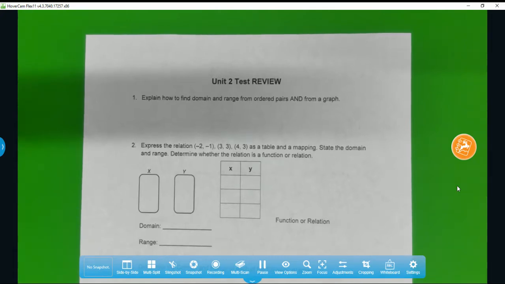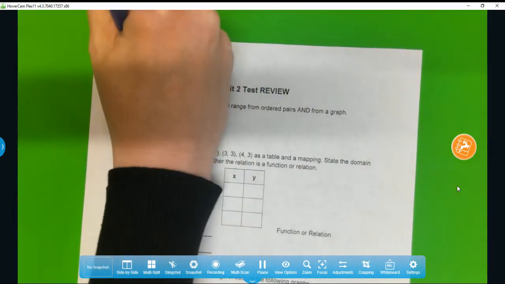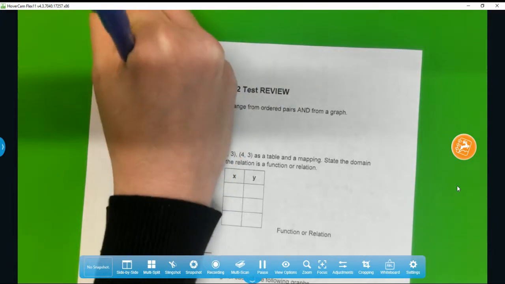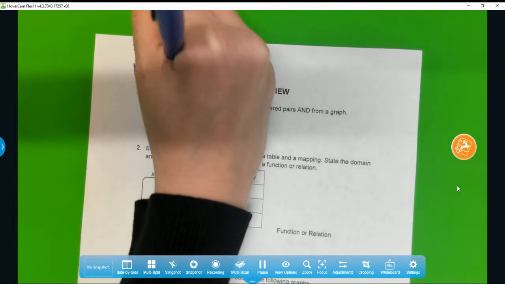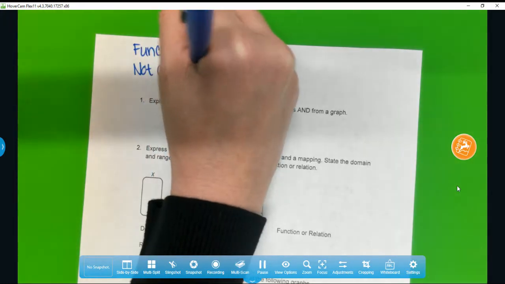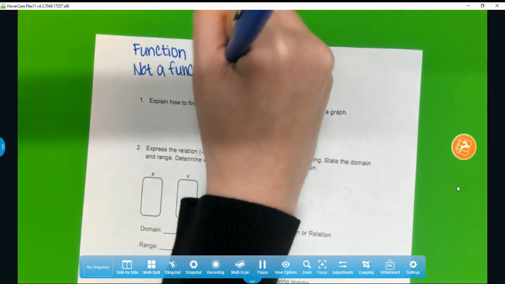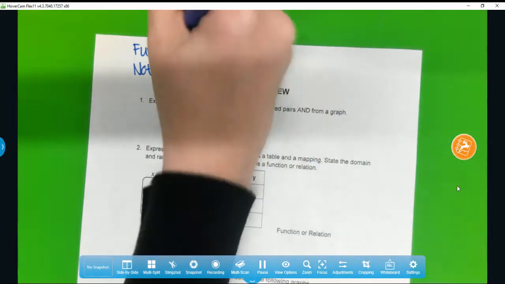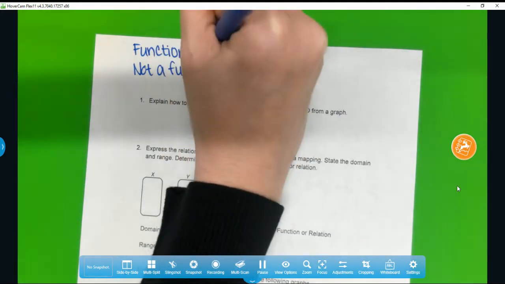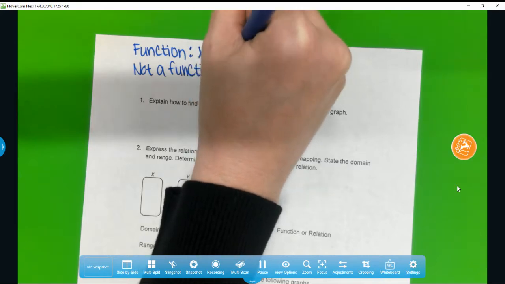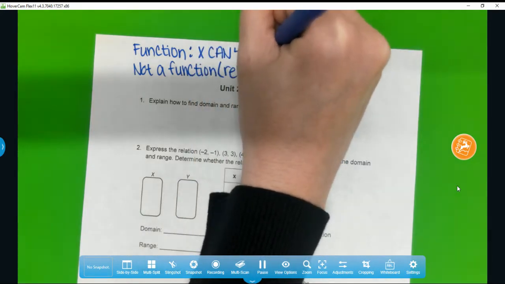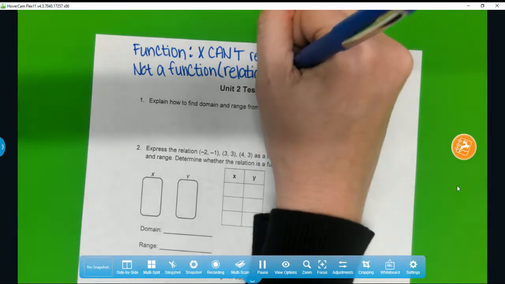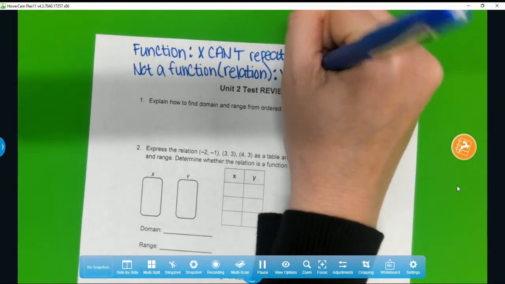have covered function, not a function. Another way to say not a function is to call it a relation. Okay, remember in a function, x can't repeat. If it's not a function or if it's a relation, x repeats.